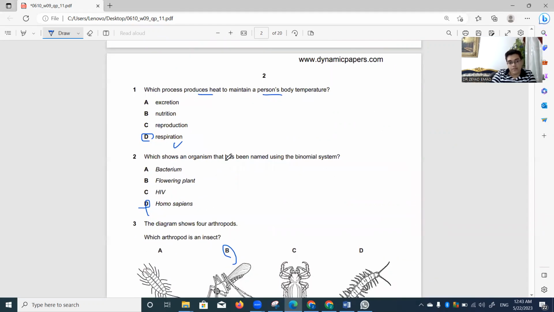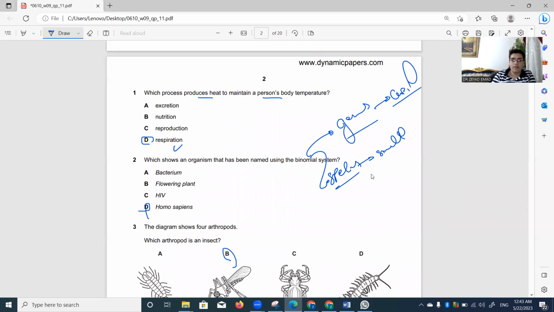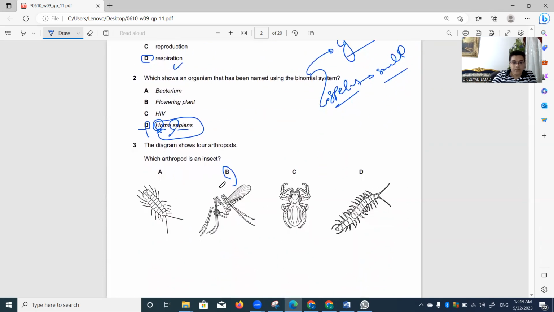which shows an organism that has been named using the binomial system. We know that the binomial system consists of genus and species. Genus capital and species small, and they consist of two names. So Homo sapiens, the H is capital, and sapiens, the S is small. So this is a correct binomial name.